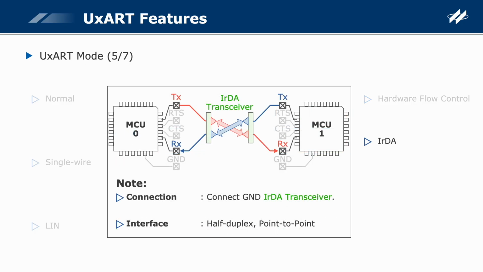Next is the IrDA mode. It is an infrared communication standard that enables wireless data transmission via infrared. The UxART signal is converted into a pulse signal to drive the infrared transmitter for data transmission. The infrared receiver then receives the signal and converts it to UxART data.